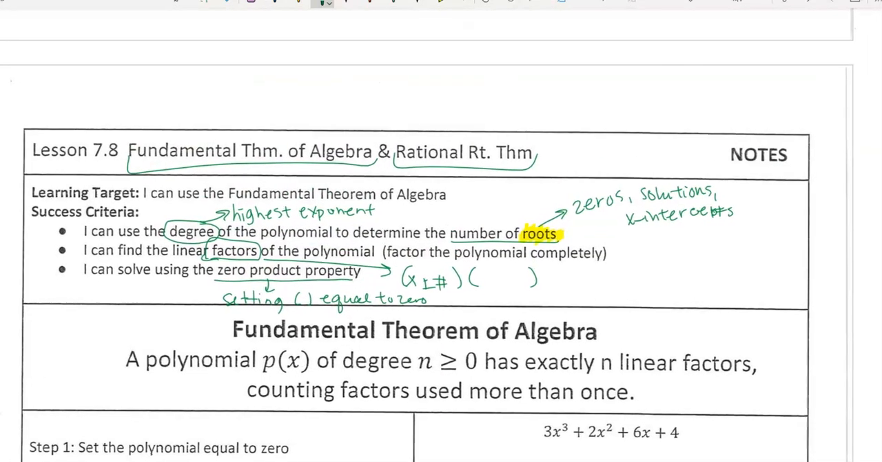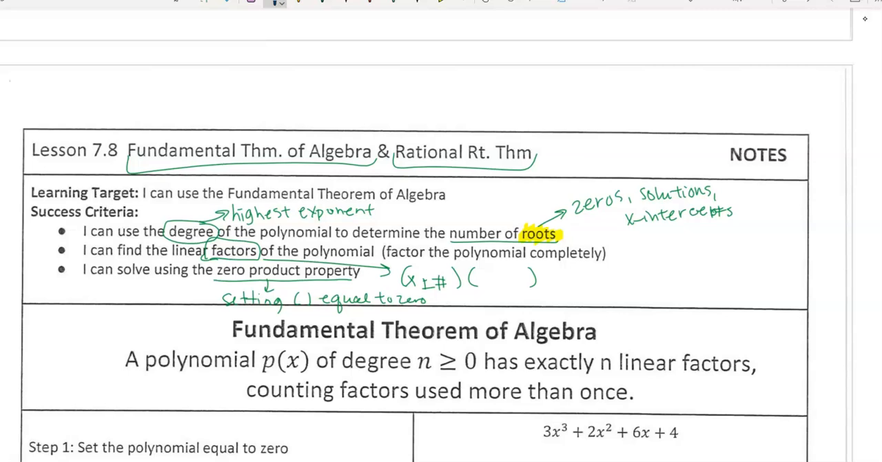All right. And one more thing I want to mention here before we get started, we are going to be dealing with i just a little bit. So as a reminder, the square root of a negative number is equal to the letter i.